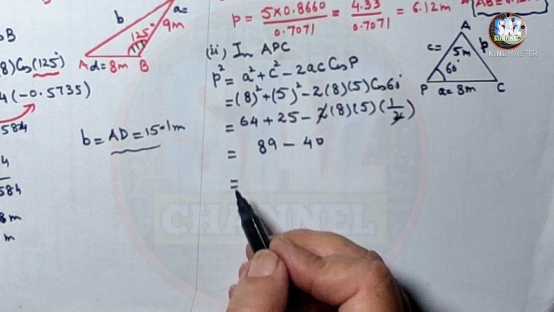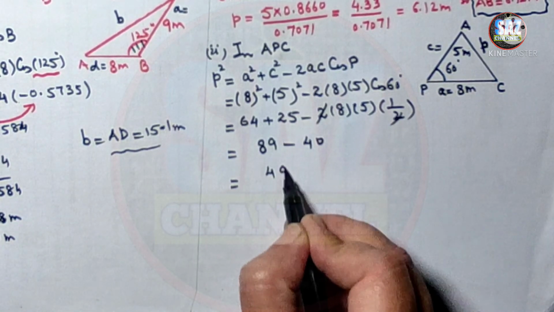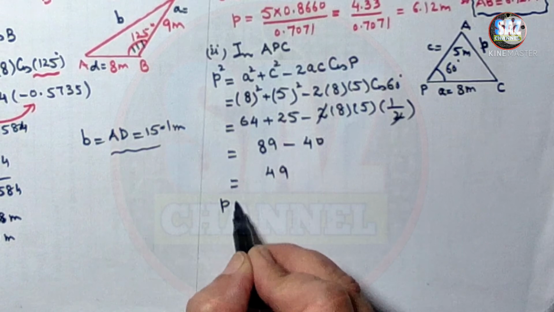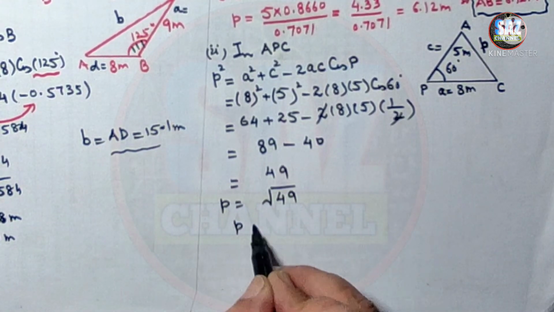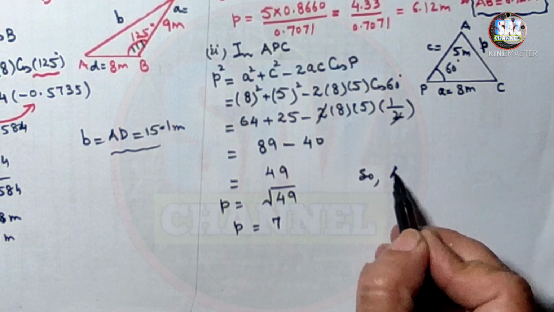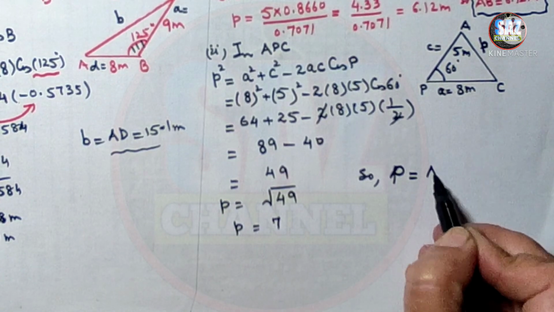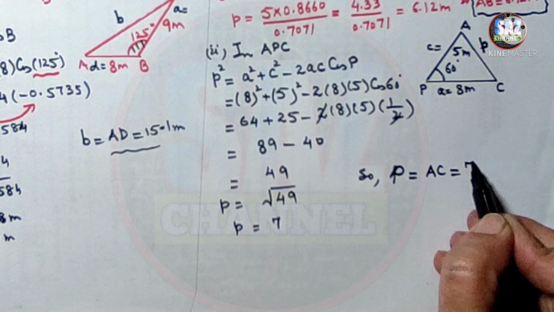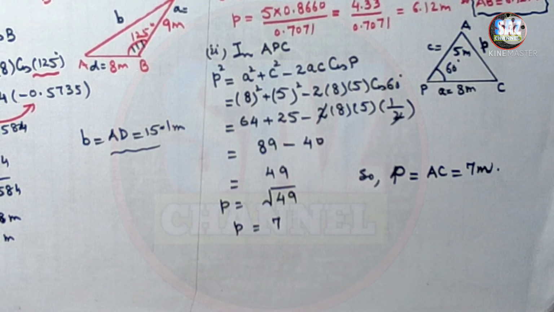P square is 49. In order to get the value of P, I have to take the square root of 49, and P equals 7. So P, which is actually AC of the question, equals 7 meters. I hope, students, these are really easy, interesting and important lessons.